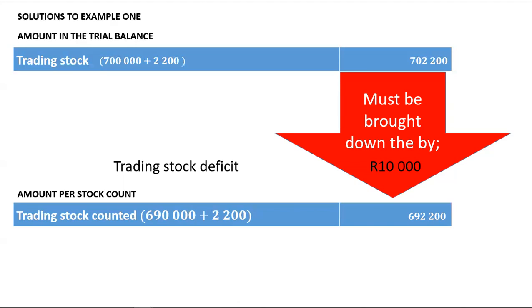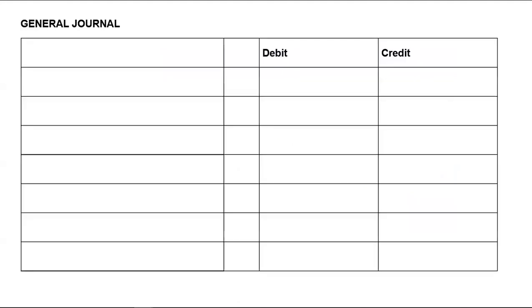We will simply debit trading stock deficit and then credit our trading stock. That is because our asset trading stock is decreasing. We are debiting trading stock deficit because that is an expense. And expenses, when they go up, go on the debit side.